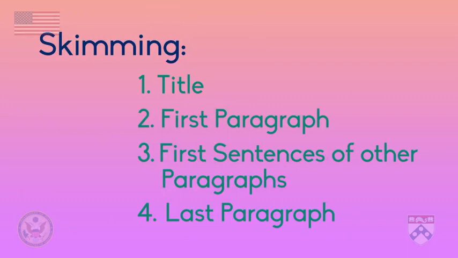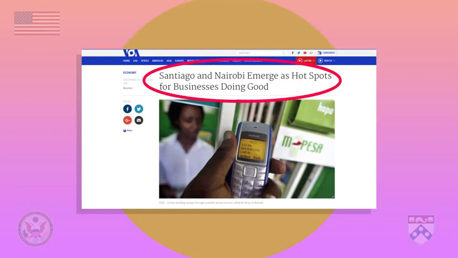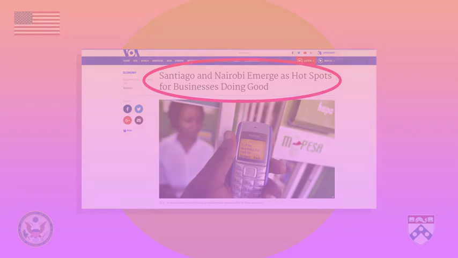We'll start at the top of the text with the title. The title should tell us most of what we want to know about the main idea. Let's look at an example. Here, the title is Santiago and Nairobi emerge as hotspots for businesses doing good. So we know that this text is about two cities and the new businesses that do good things.